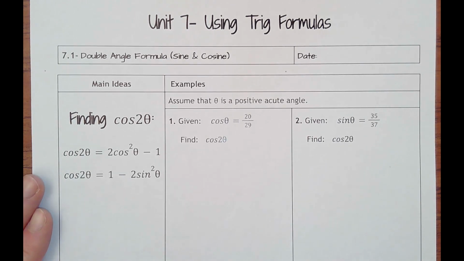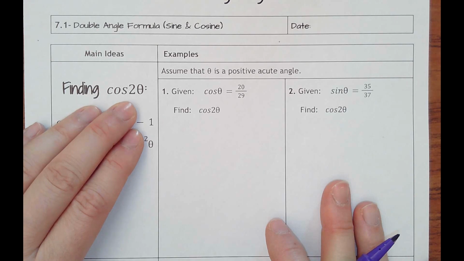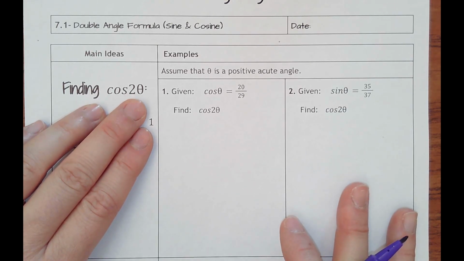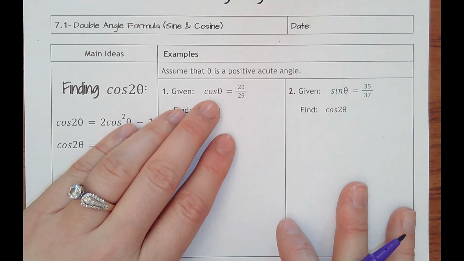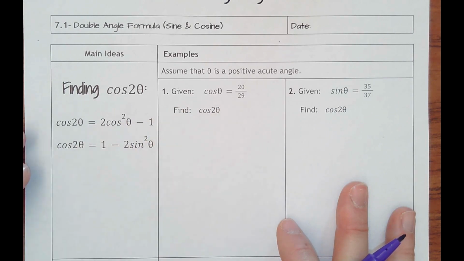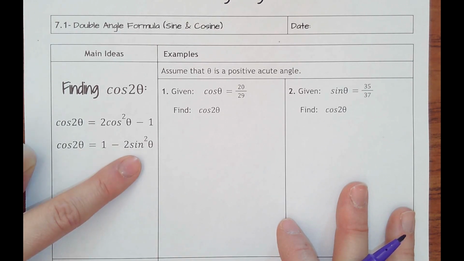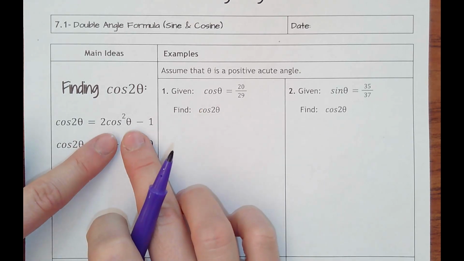Okay, so what we're trying to do is find cosine of double, or 2 times, the angle without knowing what the angle is. But what we're given is some kind of trig ratio. In this case, we're given a cosine ratio, and we want to find cosine of 2 theta. Cosine of 2 theta actually has 2 different formulas, one that uses cosine, one that uses sine. Since we're given cosine, we're going to use this one.